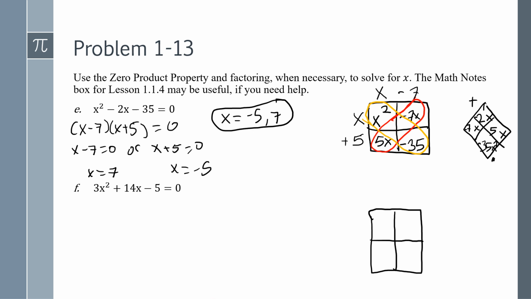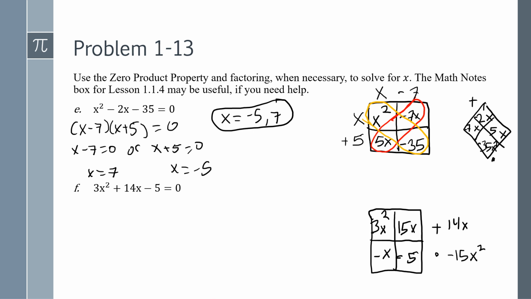Let's put the x squared term up top, so 3x squared. The c term at the bottom. So remember how I got these numbers. I want them to add to be the term in the middle, so I want a sum of 14x and a product of first times last. So 3x squared times negative 5 is negative 15x squared. I like to write them on the side. So what two numbers add to give me positive 14 and multiply to give me negative 15? That would be 15x and negative x.